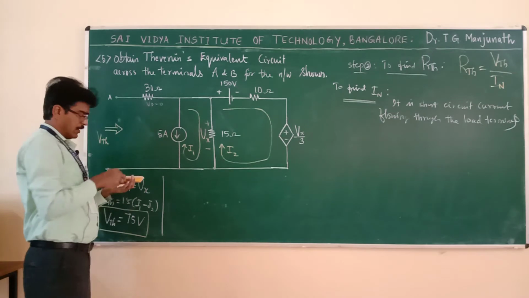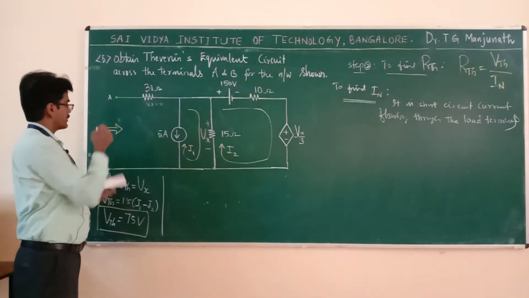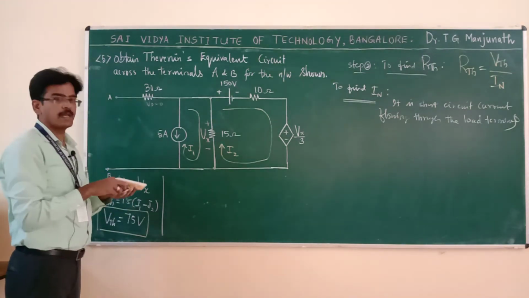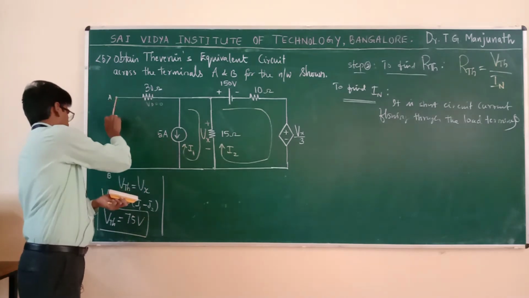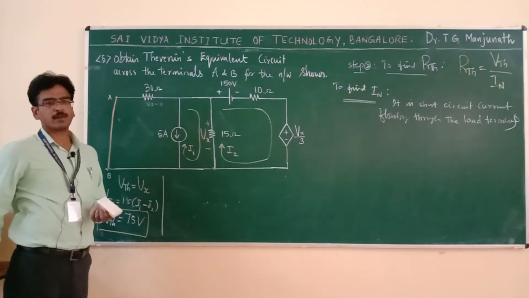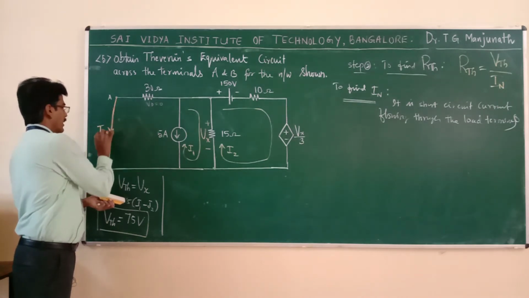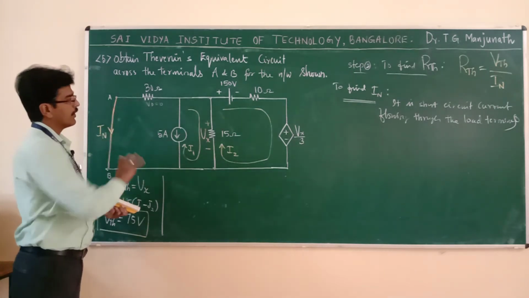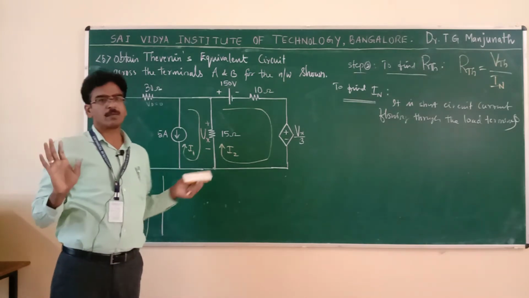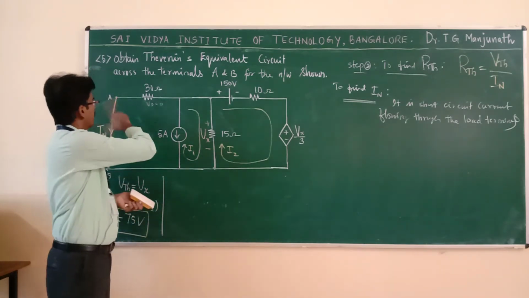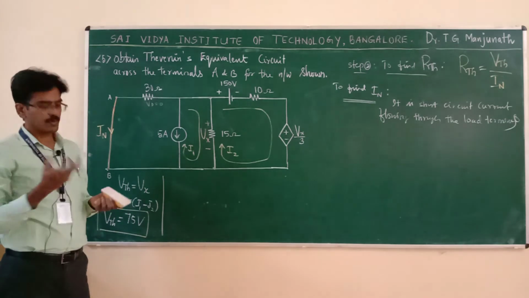Therefore, what I should do? I have to create the short circuit. Let us create the short circuit. Okay, I have created the short circuit. Now I have to find this current that is called IN. Now the network remains same. We are not disturbing any network here. Just we are looking across the load terminals.